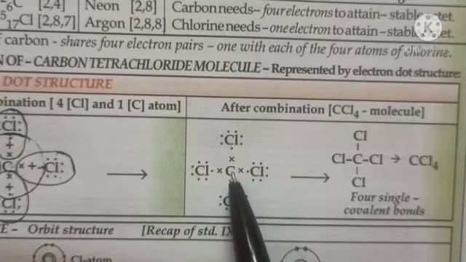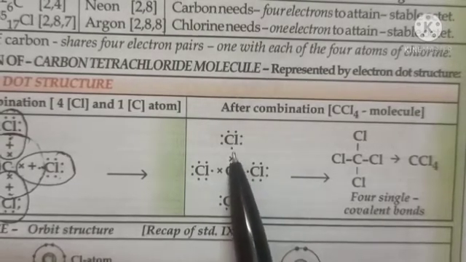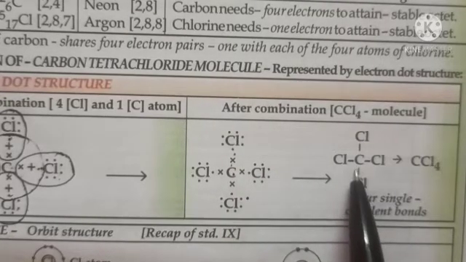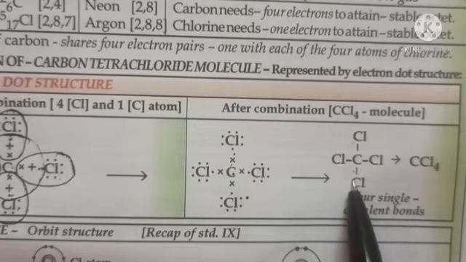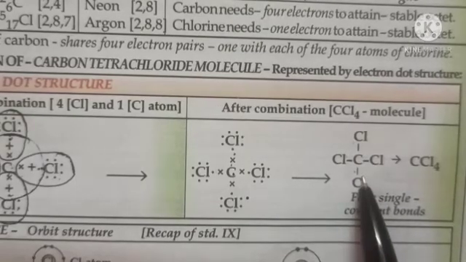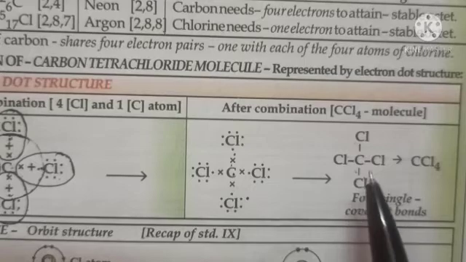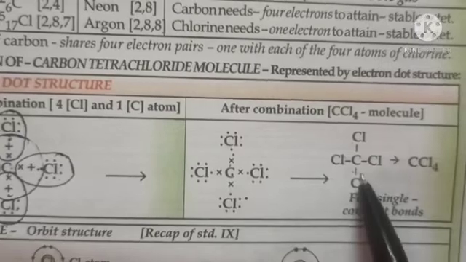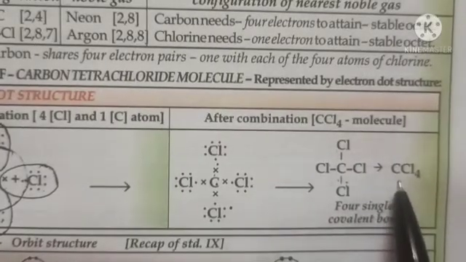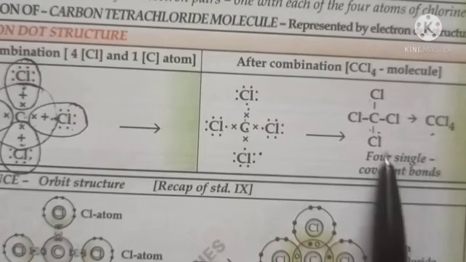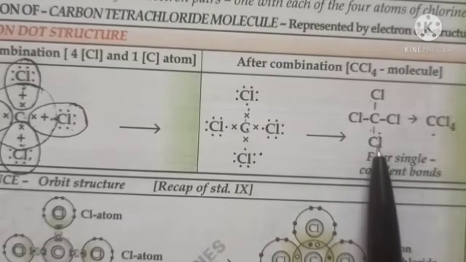And as you have just seen here, the carbon atom shares 4 electron pairs. So how many covalent bonds are formed? 4 single covalent bonds are formed. You will not just say covalent bond. What you will say here, 4 single covalent bonds are formed when a carbon tetrachloride molecule is formed. So carbon tetrachloride is a covalent compound. Why? Because it is formed by sharing of electrons.